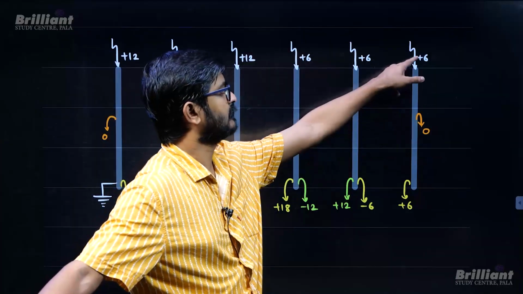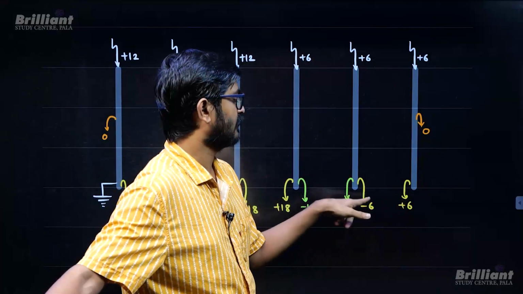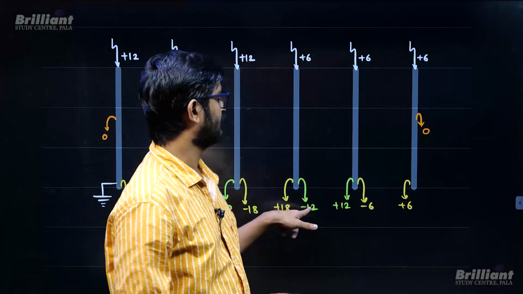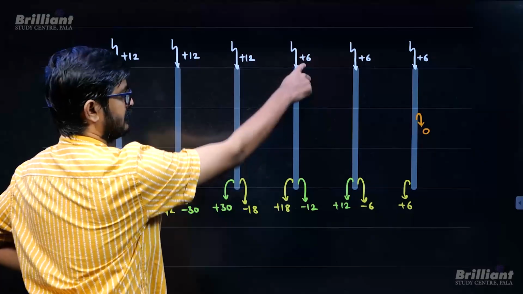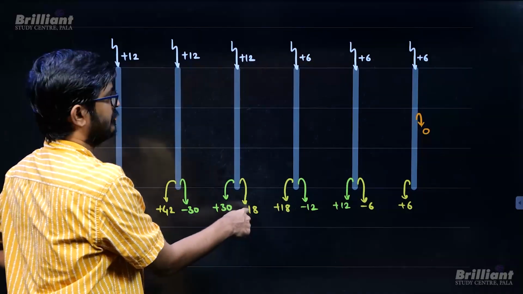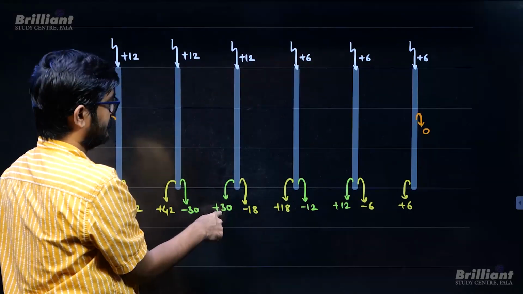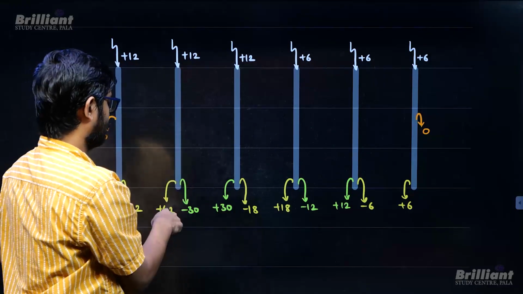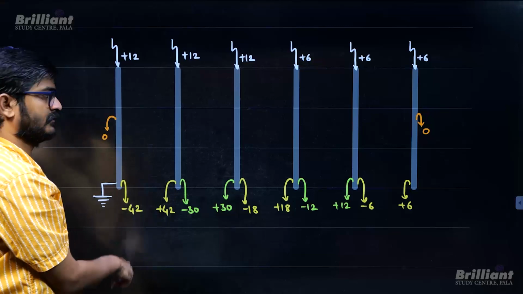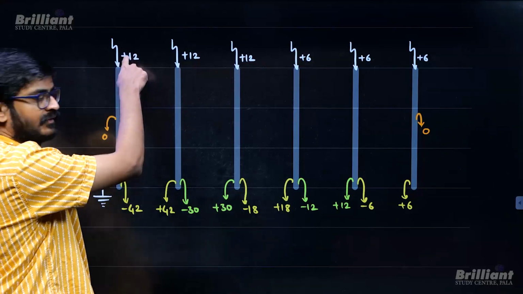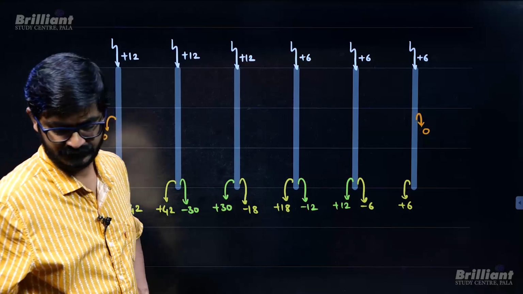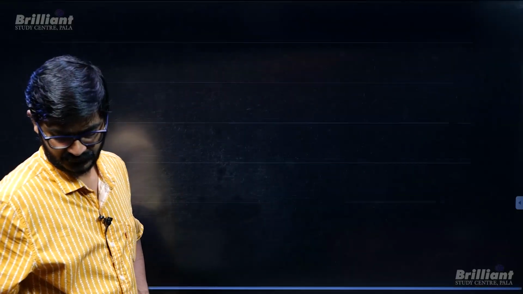This is 0. By charge conservation, this will be plus 6. By Gauss law, this will be minus 6. By charge conservation, this will be 12. By Gauss law, this will be minus 12. By charge conservation, 18. By Gauss law, minus 18. By charge conservation, 30. By Gauss law, minus 30. By charge conservation, 42. By Gauss law, minus 42. So basically earlier we had given 12, but now it is minus 42. So the ground has done its stuff, right? Thank you.